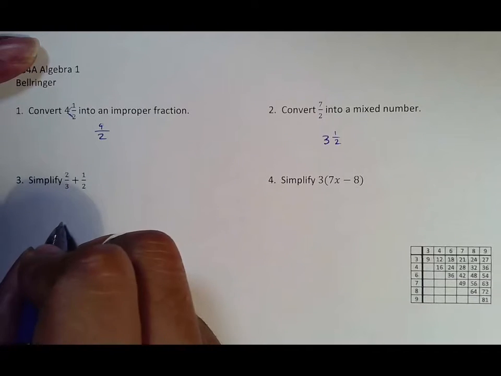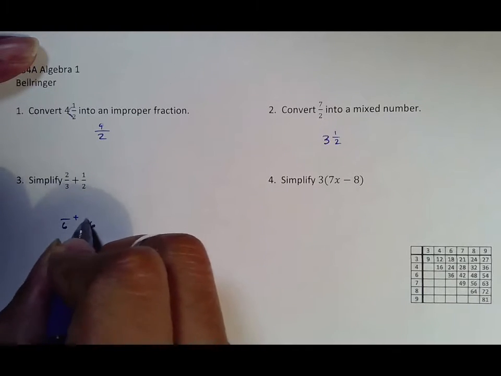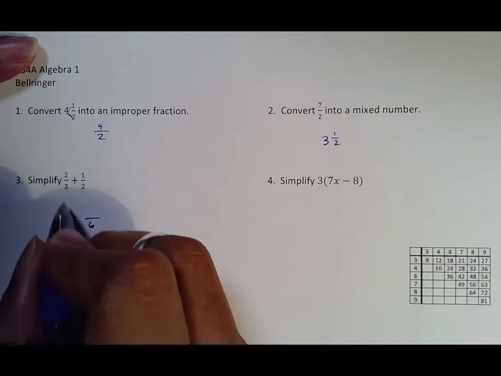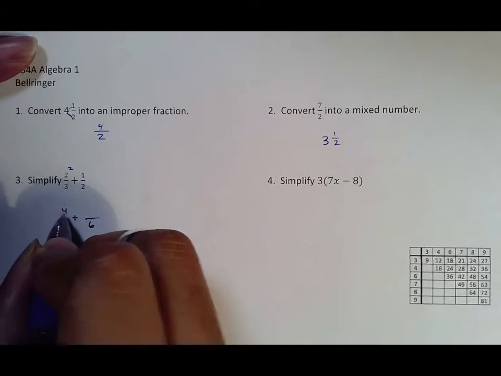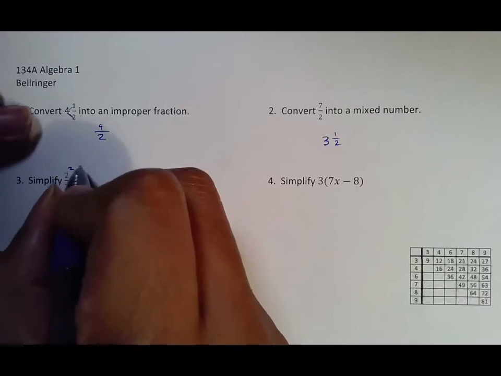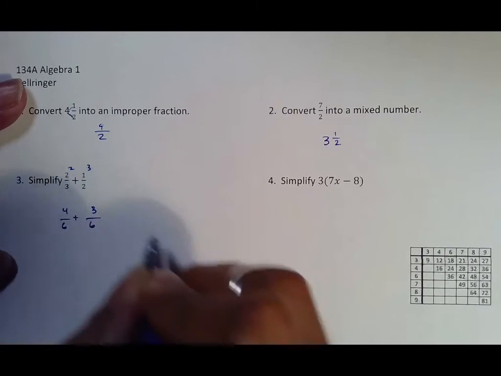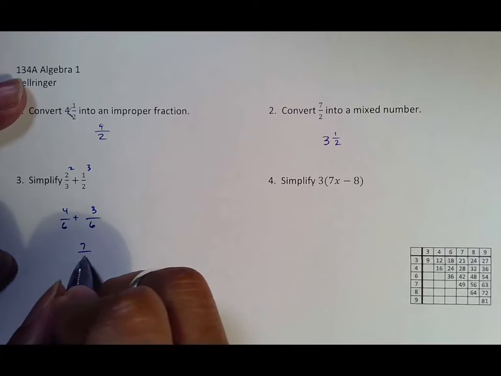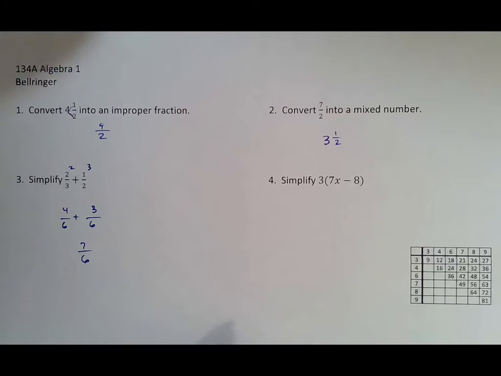Don't forget, in adding fractions, you need a common denominator. You ask yourself what you would multiply 3 by to make 6. 2 is your number. There you go. You ask yourself what you'd multiply 2 by to make 6. 3 is your number. There you go. 4 plus 3 makes 7 over 6, which is your answer.